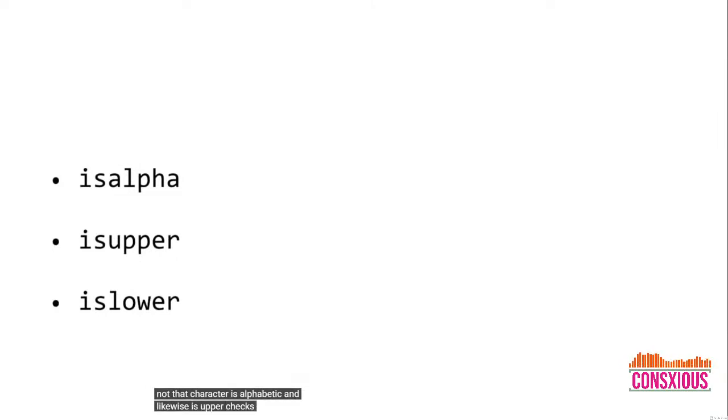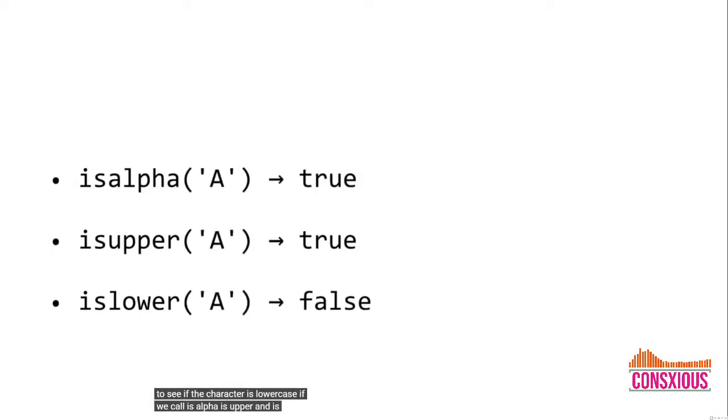And likewise, isUpper checks to see if a character is uppercase, and isLower checks to see if a character is lowercase. If we call isAlpha, isUpper, and isLower on capital A, for example, isAlpha of capital A is true, A is an alphabetic character. IsUpper of capital A is also true, because capital A is an uppercase letter, and isLower of capital A is false, because capital A is not a lowercase letter.